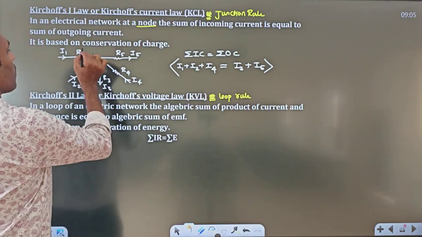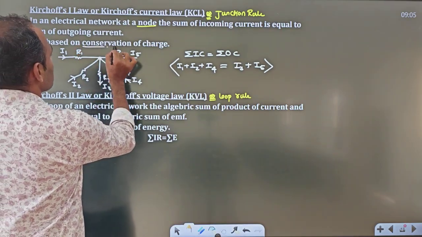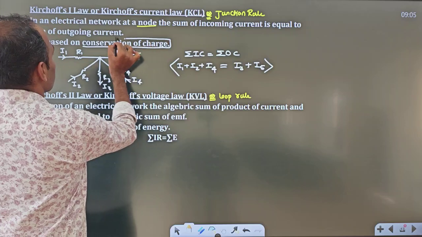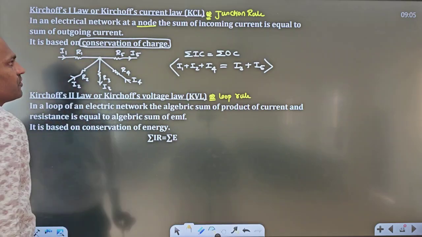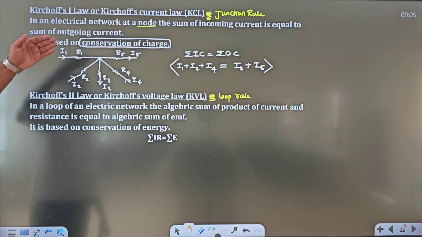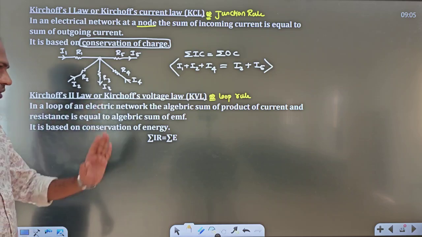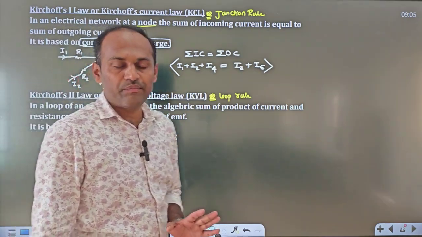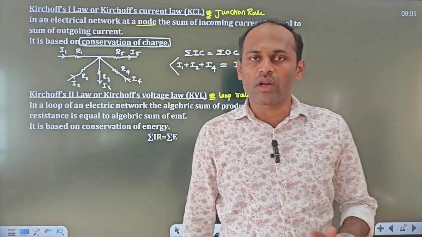Kirchhoff's first law depends on conservation of charge. Okay, that is all about Kirchhoff's first law. We'll go for Kirchhoff's second law. First law is easy: total incoming current is equal to total outgoing current.